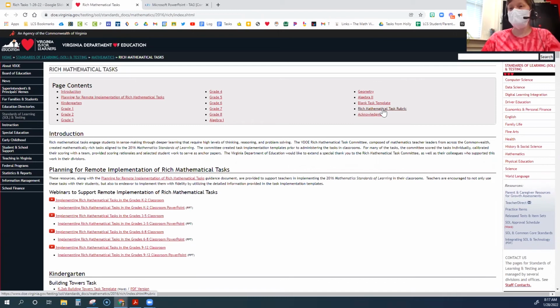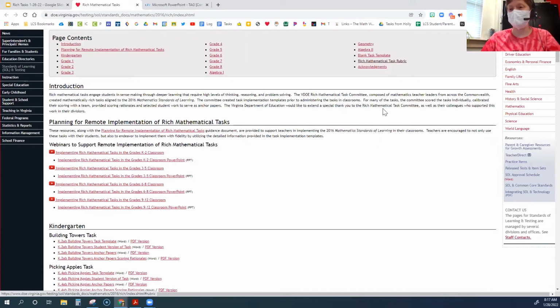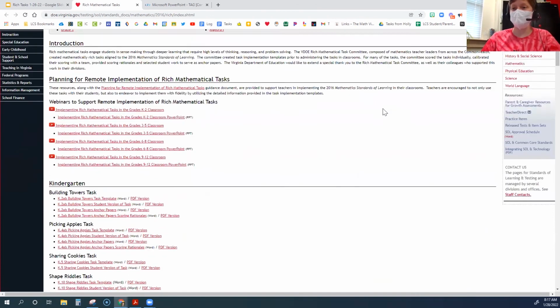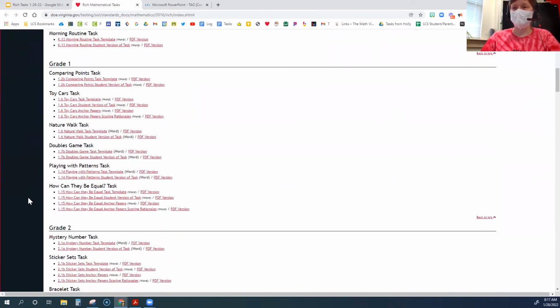So what I want you to do is just click through and read some of them to see what they look like. So for example, let's say you were a 1st grade teacher. You're just going to scroll down to look at the 1st grade section and then look for the ones that say student version of the task. If you go to the task template that has a ton of the teacher material too, I just want you to just focus on the task.